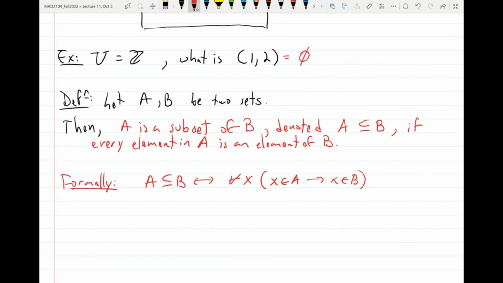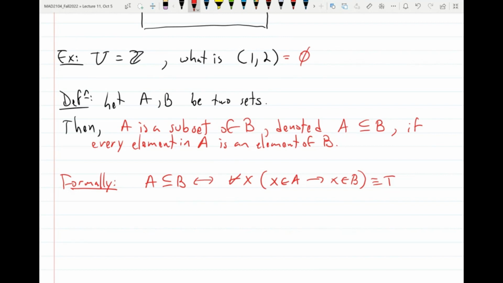If you want to prove that one set is a subset of another one, what you need to ultimately do is argue that this is a true statement. And how do you argue that this is a true statement? You need to show that for every x, this implication is true, right? How do you prove an implication? We just did an exam on this. How do we prove an implication?